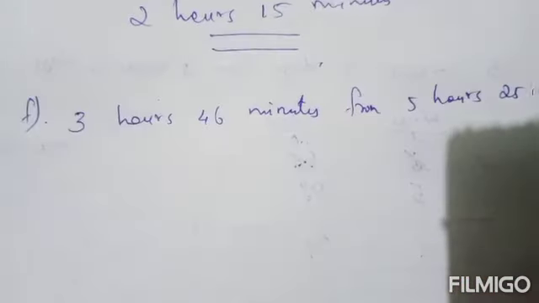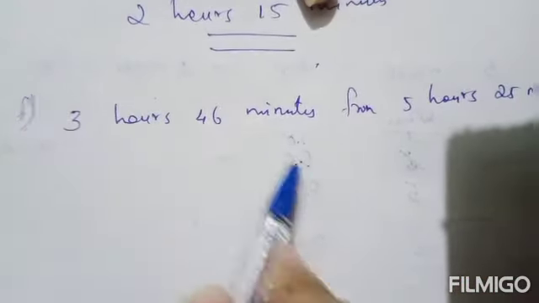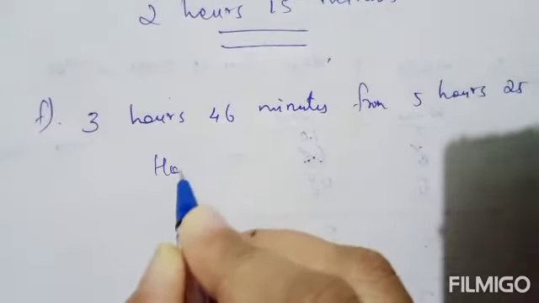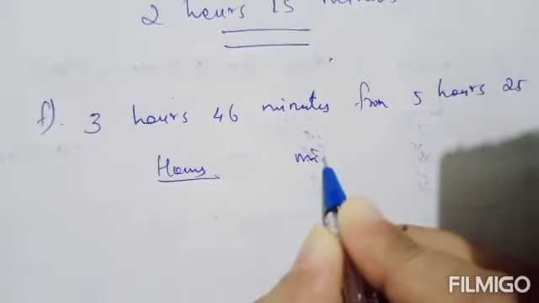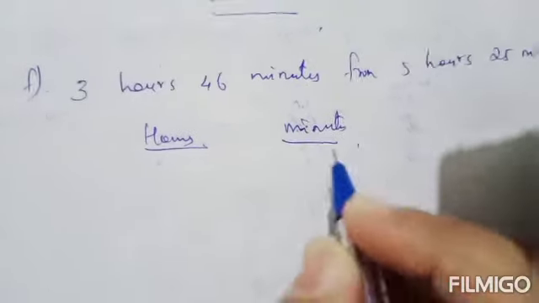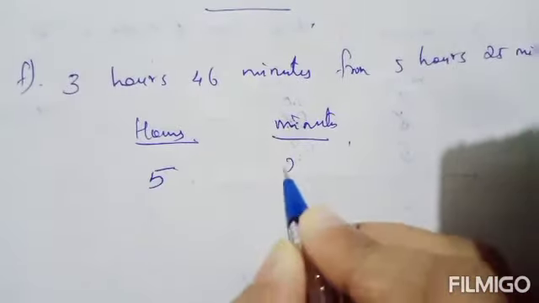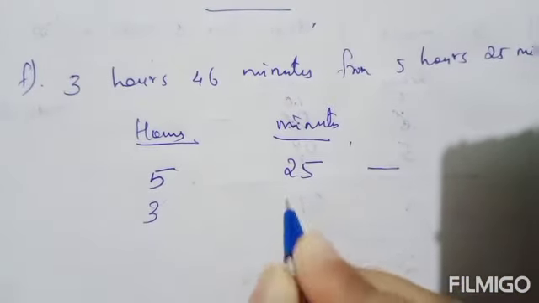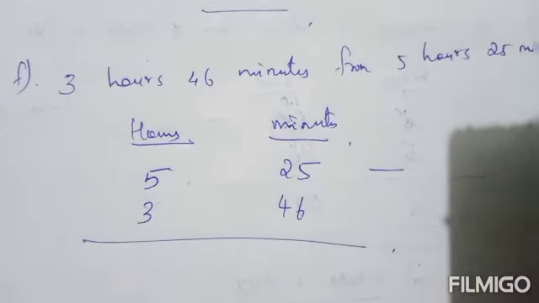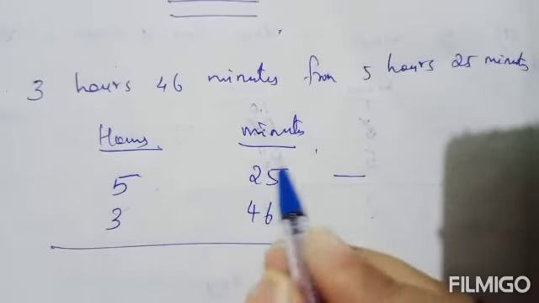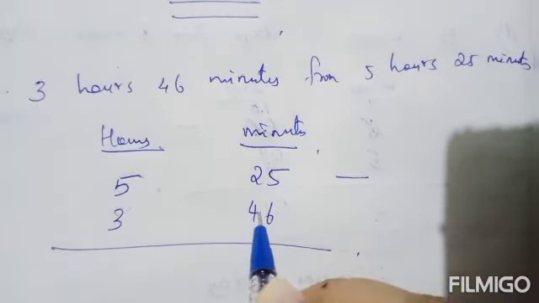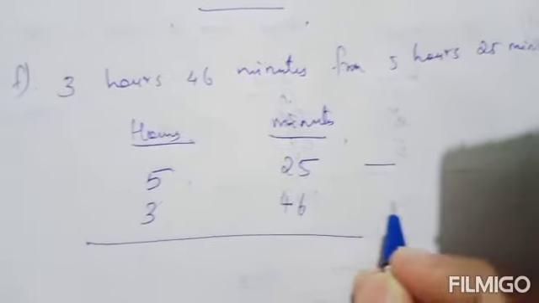Okay, next, 3 hours 46 minutes from 5 hours 25 minutes. So here also hours you can write in one column and minutes in the other column. From 5 hours 25 minutes you have to subtract 3 hours 46 minutes. Here the smaller quantity is coming above, 25. From 25 you have to subtract 46. It is not possible. So what to do?